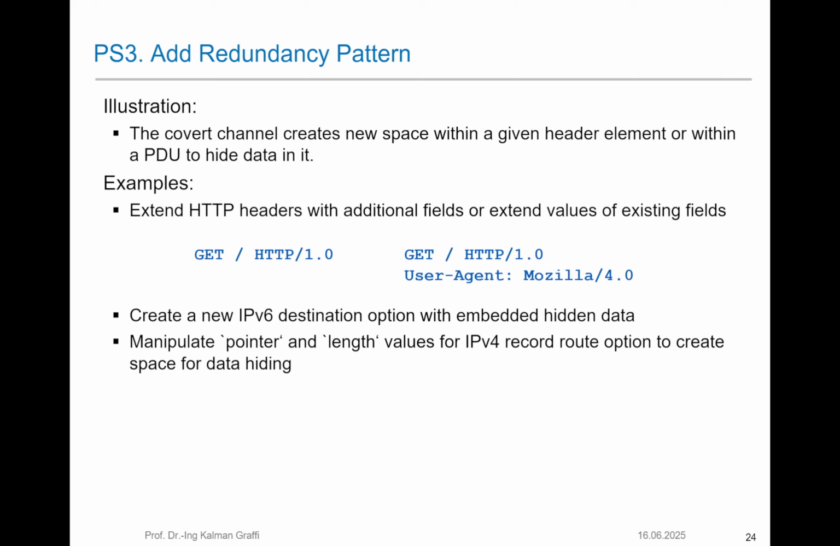add unnecessary elements. So it's written, the covert channel creates new space within a given header element to hide data in it. So it's not really needed. It's a new field that you can, for example, use to signal some kind of information. So you can say if this element is present, then this is signaling some kind of information, and if it's not present, then another, so a 1 or 0 is signaled.